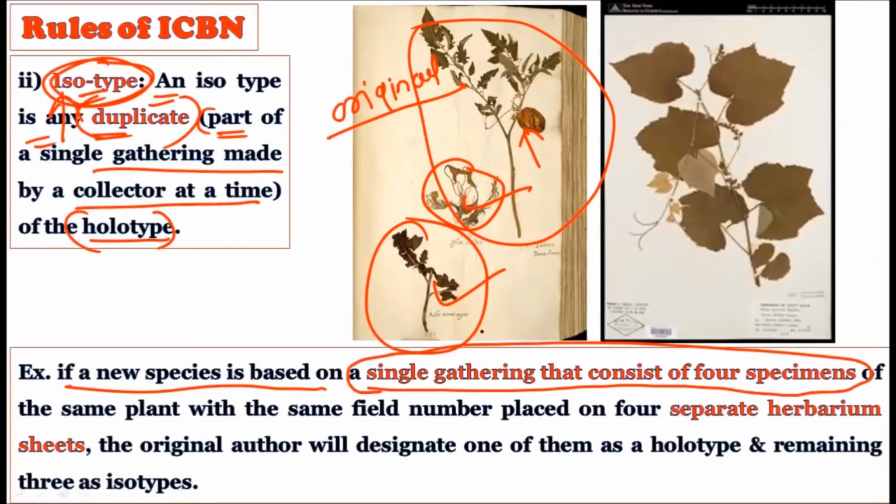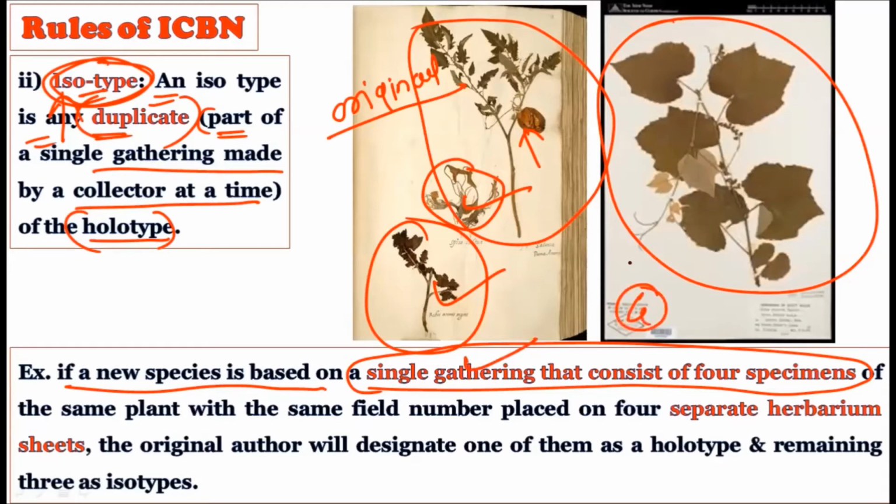Okay, to understand isotype and the difference between isotype and holotype, we have an example. Suppose you go in search of a new species and you have collected a plant as a new species, and during this single gathering you have collected four specimens. How many specimens have you collected?